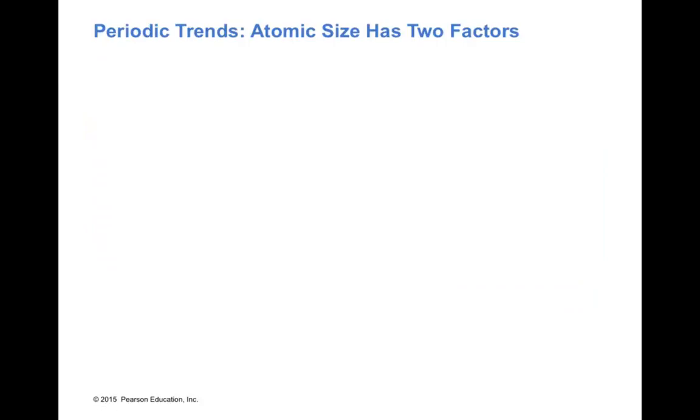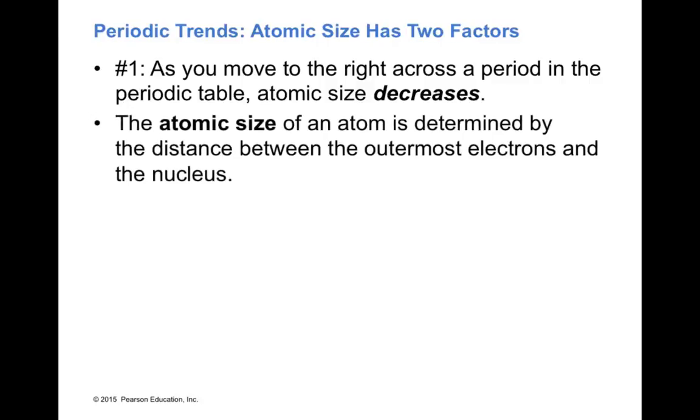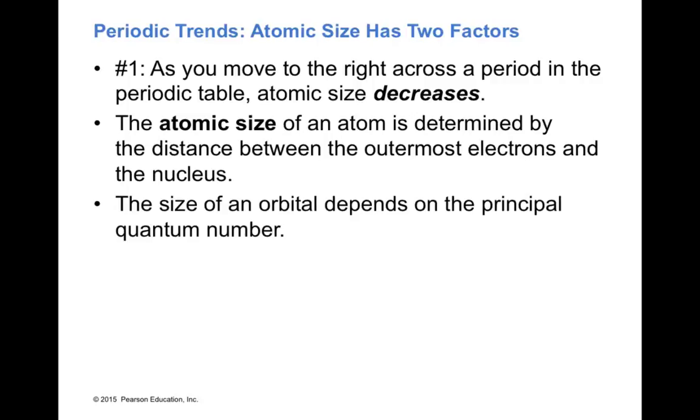So let's talk about the atomic size, and we have 2 factors here. Number 1, as you move to the right across a period in the periodic table, the atomic size decreases. The atomic size of an atom is determined by the distance between the outermost electrons and the nucleus. The size of an orbital depends on the principal quantum number.